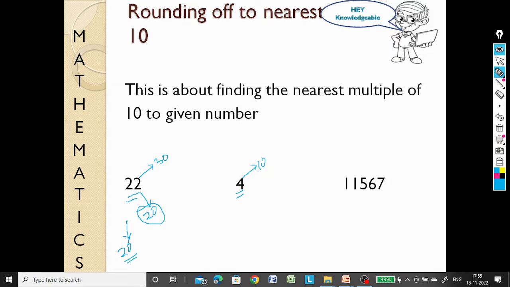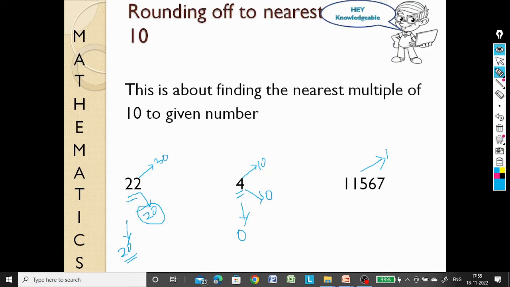The multiple of 10 which is just below 4 is 0. Since 4 is nearer to 0, it will be rounded off to 0. So the answer is 0.